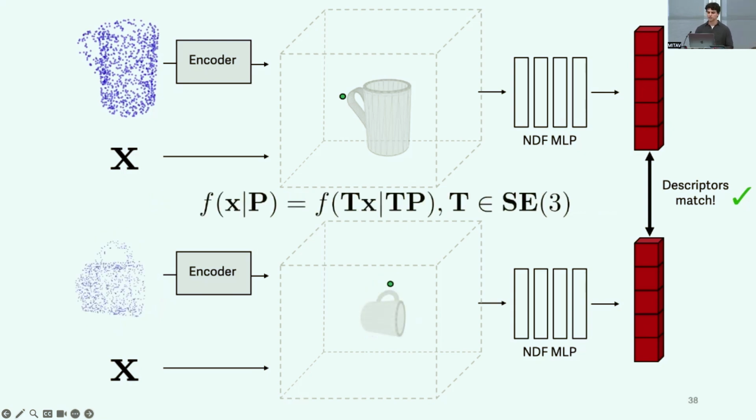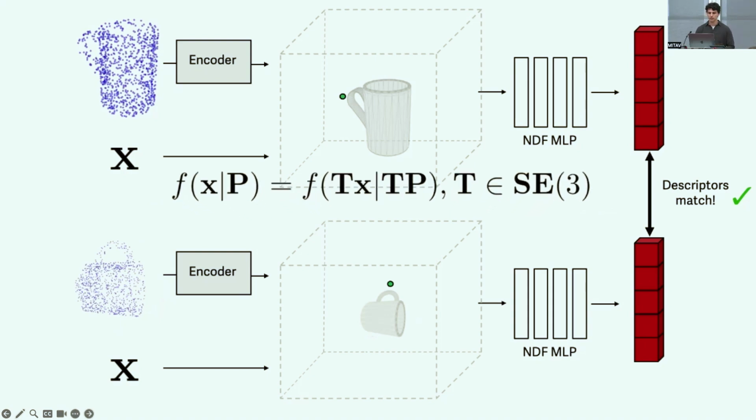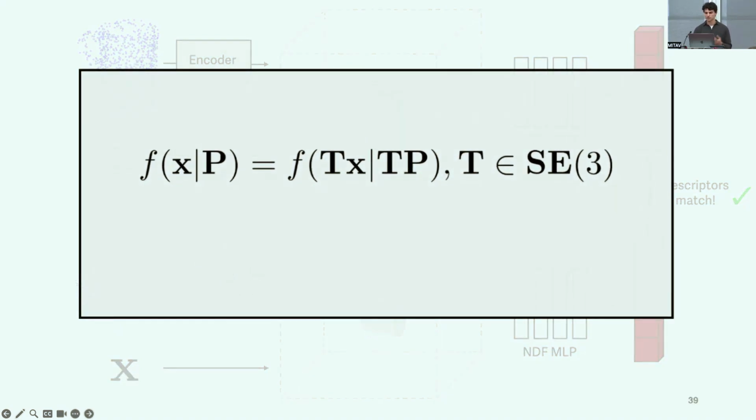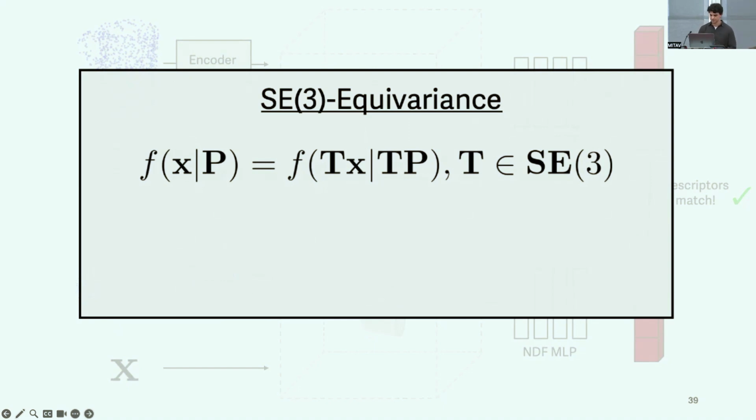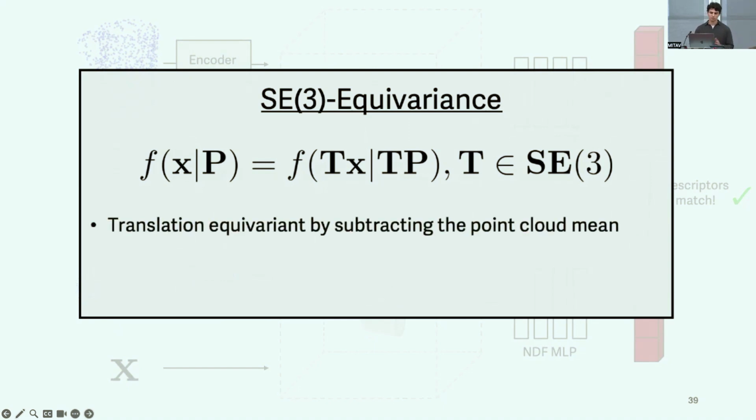In other words, we want transformations of the object to lead to a corresponding transformation of the descriptor field, and we specifically desire for this field function to be SE3 equivariant. Mathematically, it means that for any SE3 transform T, if we transform our query point to get a new point Tx, and similarly transform the point cloud, here shown as Tp, that our output of the field function remains unchanged. So we obtain this approximate form of translation equivariance by operating with mean-centered point clouds.